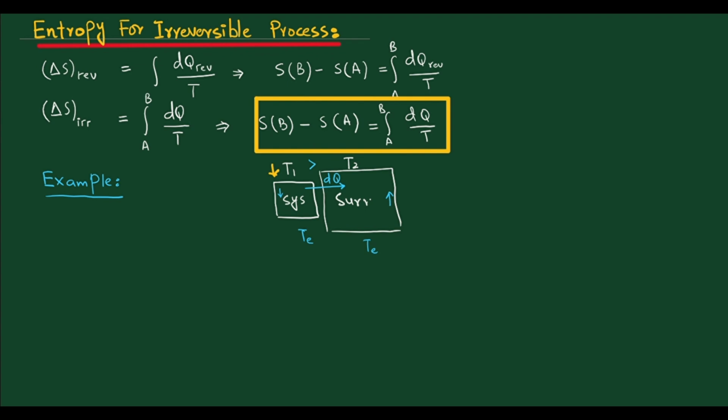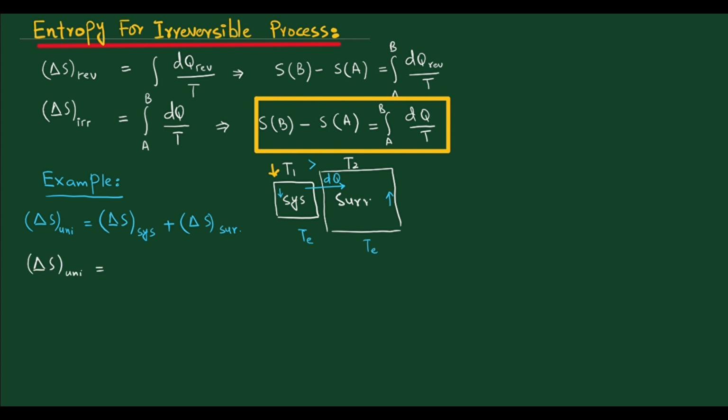Now we have to consider the change in entropy of the system and the change in entropy of the surrounding, and overall the change in entropy of the universe. If we write the change in entropy for the universe, it is equal to the change in entropy for system plus the change in entropy for surrounding.